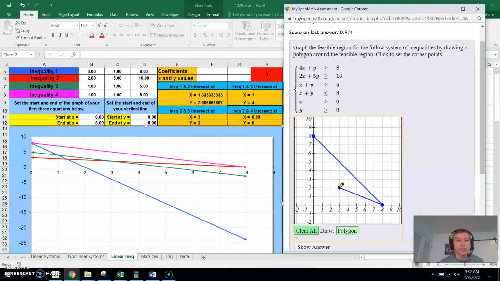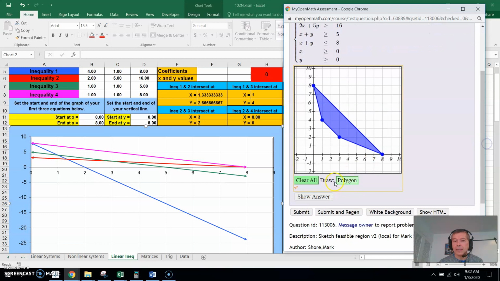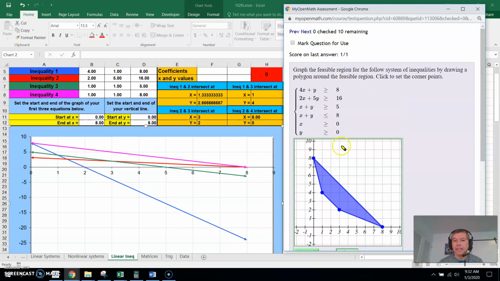Then I'm going to go to where the green line intersects the blue line. The green line and blue line are inequalities 1 and 3, and the intersection point for 1 and 3, as listed right there on the Excel sheet, is 1, 4. So I'm going to go to that point, 1, 4, and then I follow the blue line up to the pink line at 0, 8. So then just draw it right up to right there. It seals it in when you click there, and you can submit and get the right answer.